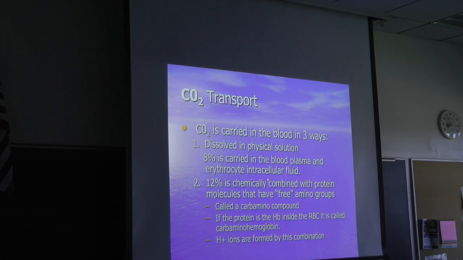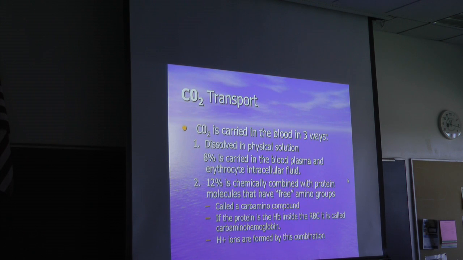And the first way, it tells you that some of it is dissolved in physical solution. It says that 8% is carried in the blood plasma and in the erythrocyte intracellular fluid. Erythrocyte is a red blood cell. So some of it's just like oxygen. You say that some of it was dissolved in the plasma. Same thing with carbon dioxide. Some of it will just dissolve in the blood plasma.